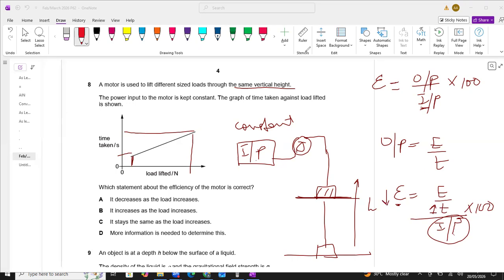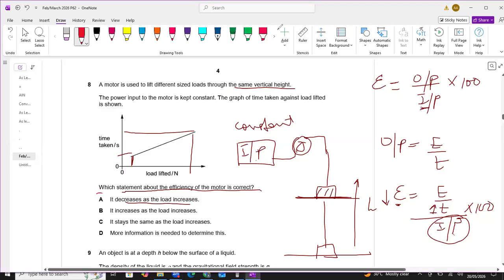So now you can see which statement about the efficiency of the motor is correct. It decreases as the load increases. So yes, student, this one is the correct option: as the load increases, the motor will take greater time, so efficiency will decrease. Is it clear to you, students?